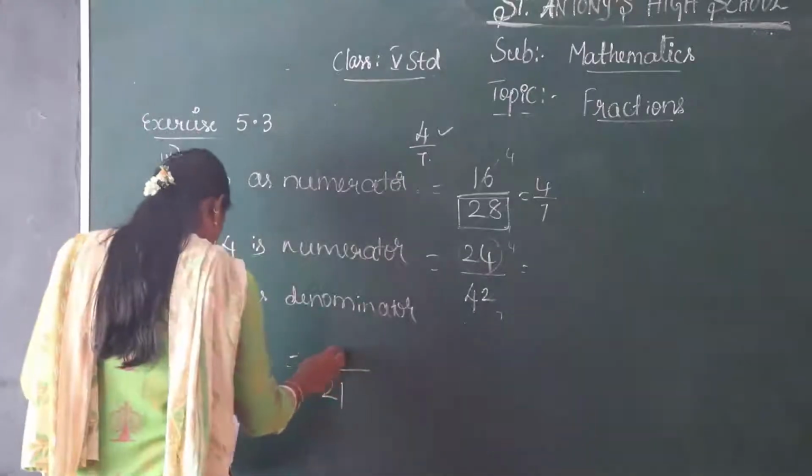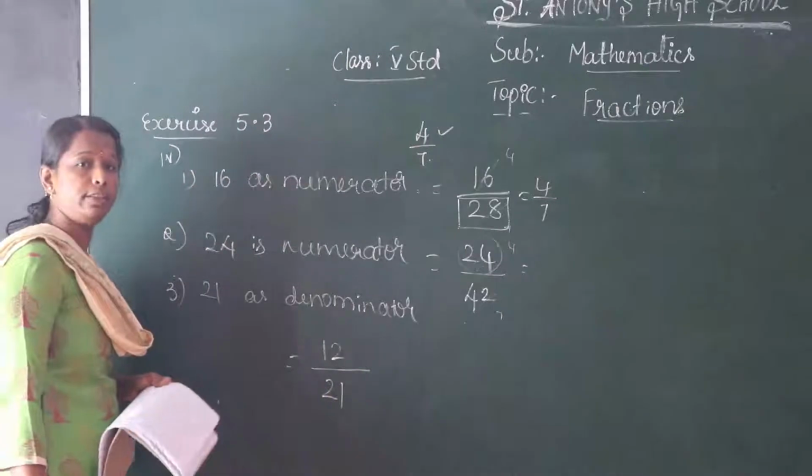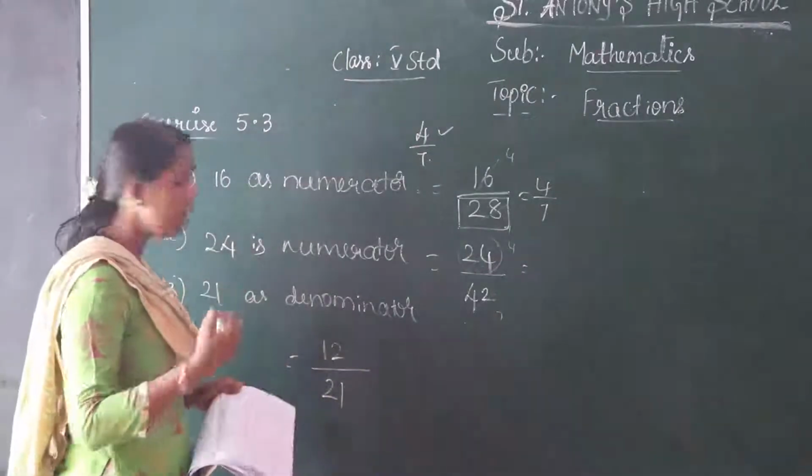3 4s how much? How much? 12. 3 1s are 3, 3 2s are 6, 3 3s are 9, 3 4s are 12.